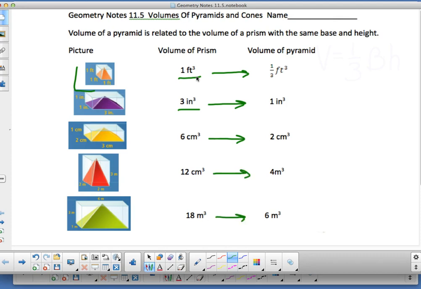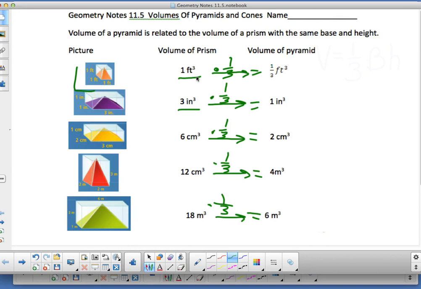Pyramid volume is area of base times height, just like prisms, except you take a third of them. Times one third, times one third, times one third. It's like this all the way through. It's times one third. I do the stuff, and it's the volume of a pyramid.